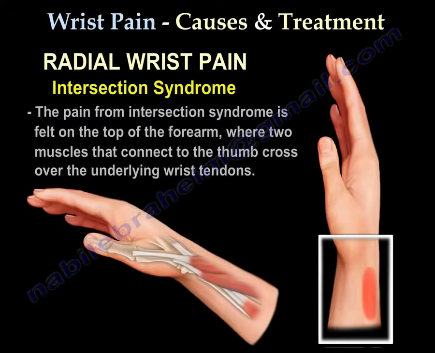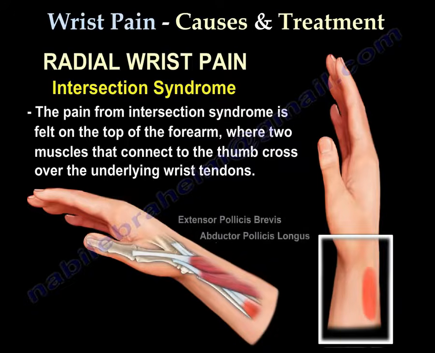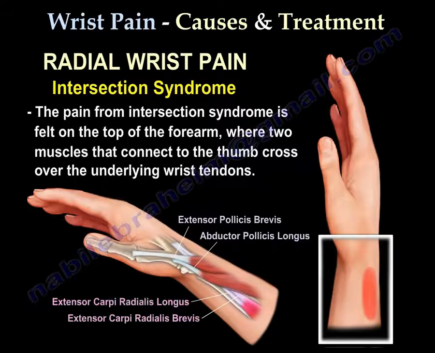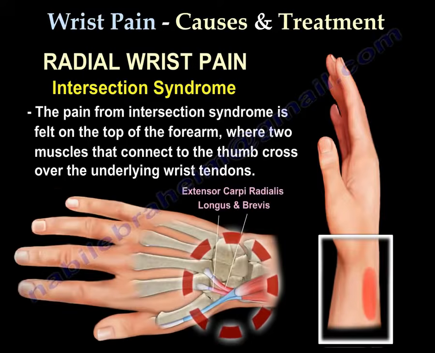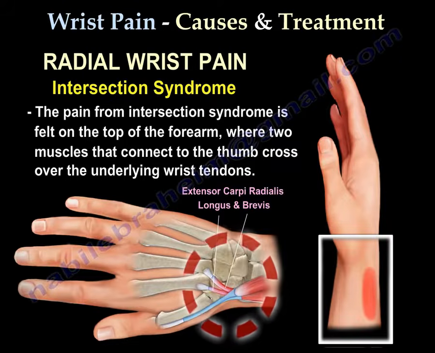Intersection syndrome is not a very well-known syndrome, but the pain is felt on the top of the forearm where the two muscles that move the thumb cross over the underlying wrist tendons. These are the extensor pollicis brevis and abductor pollicis longus, and they cross over the tendons of the wrist, which are the extensor carpi radialis longus and brevis.